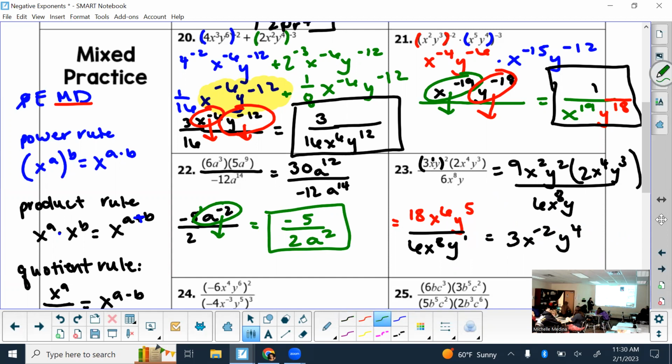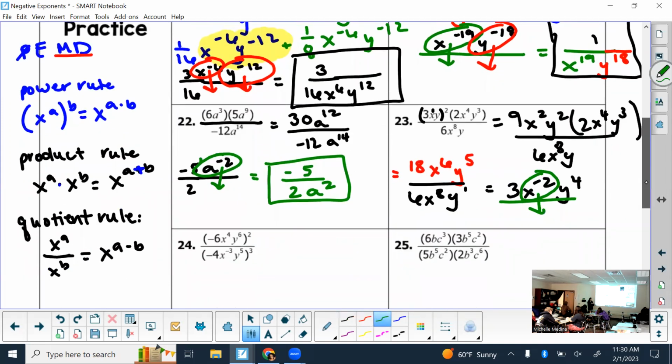Almost done. We don't want negative exponents, so rewrite it. The only thing that needs to move is the x. So move it down there. The final answer written with only positive exponents is 3y to the 4th over x squared. I think that was x squared, but that's what it is. So any questions?